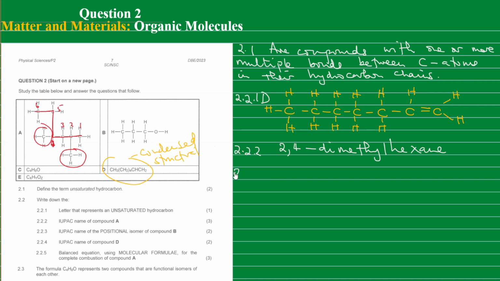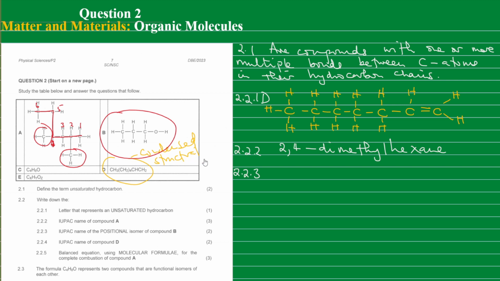Then 2.2.3, write down the IUPAC name of the positional isomer of compound B. The IUPAC name of the positional isomer of compound B. So here is our compound B.